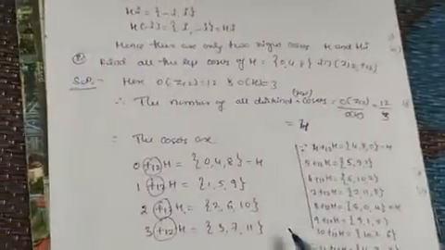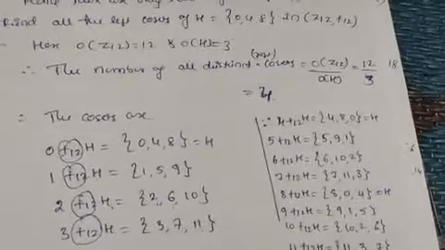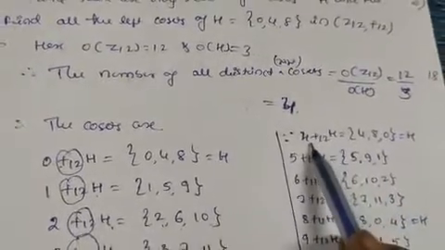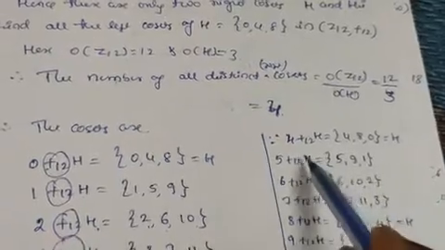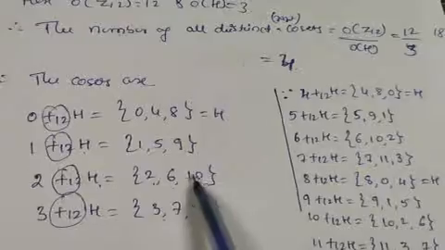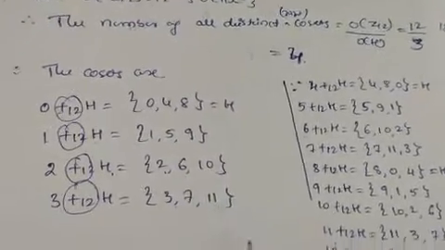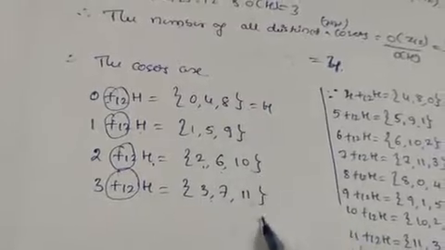Because Z12 contains how many elements here? It contains 12 elements. So for the next element you can verify, 4 plus H under addition mod 12 is again the same, 4, 8, 0 only. If you take any elements up to 11, you will get the same sets. Therefore we can say that these are the only distinct cosets.